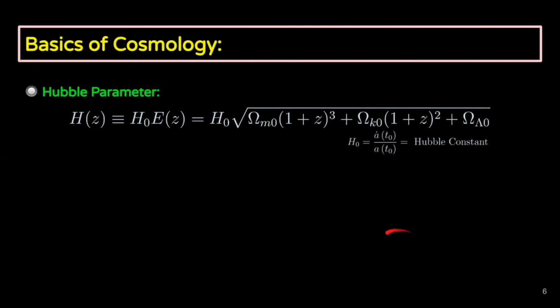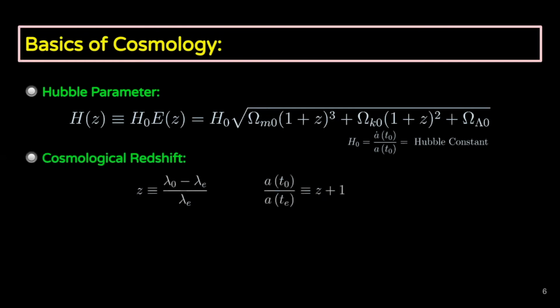Here we can see how the Hubble parameter varies with redshift in terms of different cosmological density parameters, which we will discuss now. The parameter z is the redshift, and this cosmological redshift we can easily calculate by observing the spectrum for a given element, where lambda naught is the observed wavelength and lambda is the emitted. The relation between the scale factor and the redshift is given by this formula.